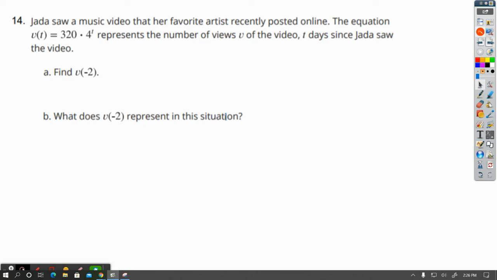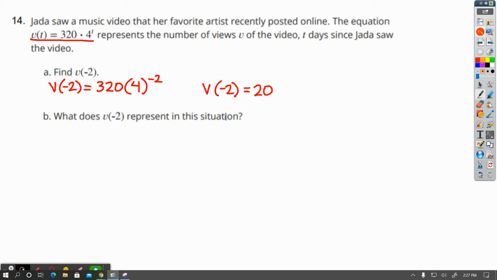Jada saw a music video that her favorite artist recently posted online. The equation shown represents the number of views of the video T days after Jada saw it. So we're asked to find V of -2. So V of -2, I'm just going to plug it into the equation. So V of -2 equals 320 times 4 to the power of -2. So when you solve that, you can just type it in your calculator, and V of -2 equals 20.